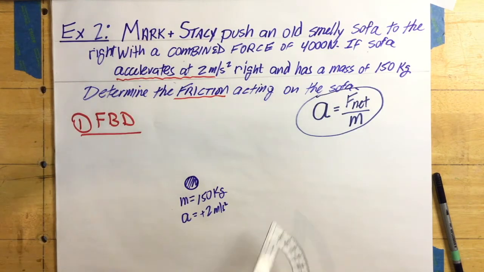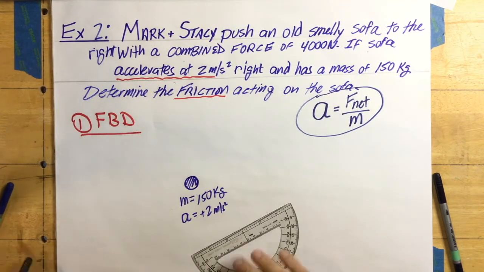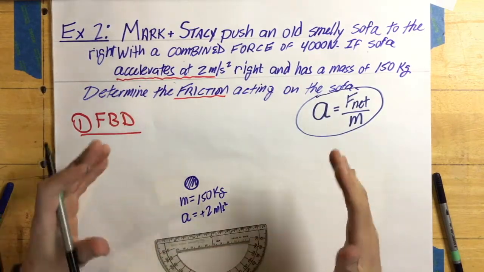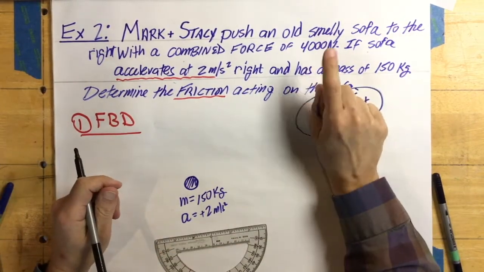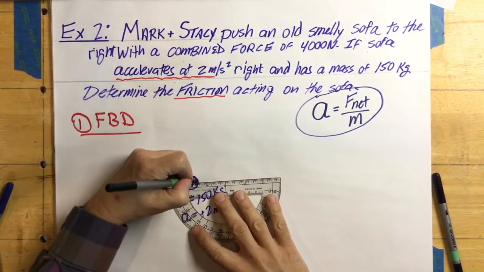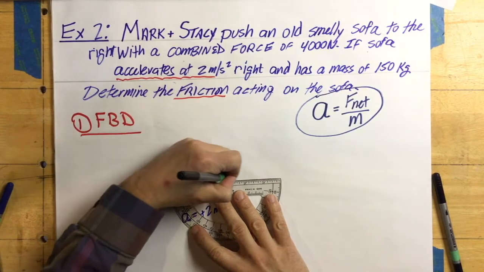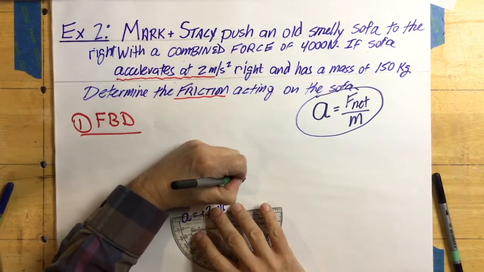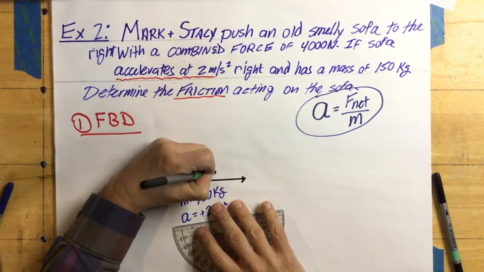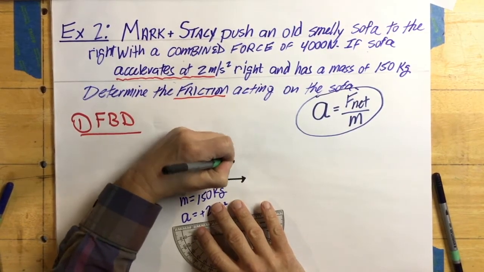So they start by giving me now combined force. Don't get caught up on this. Combined force means both of these people are producing that in total. That's what the combined is going to mean. It may seem self-explanatory, but if I don't say it, sometimes that opens things up. So I'm just going to say F push equals 4,000.